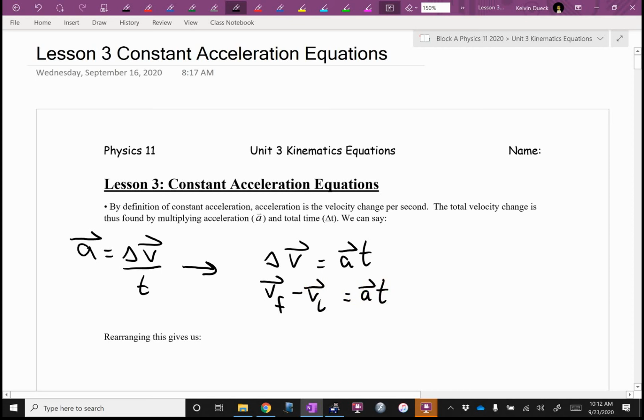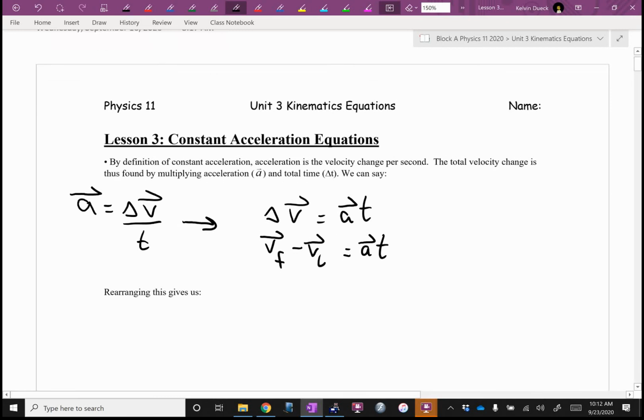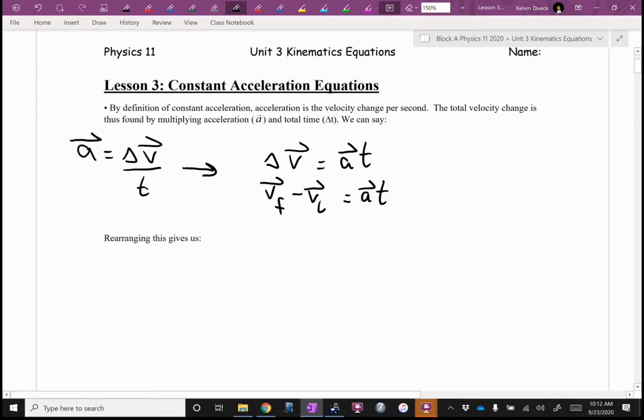So I can write this as V final minus V initial equals at. I'm going to derive some equations with you. You don't need to know this part. This is me as a nerd, just wanted to show you where this comes from. And I'm going to get the VF by itself. How would I get the VF by itself? How would I move that minus VI over? Yep. I get this.